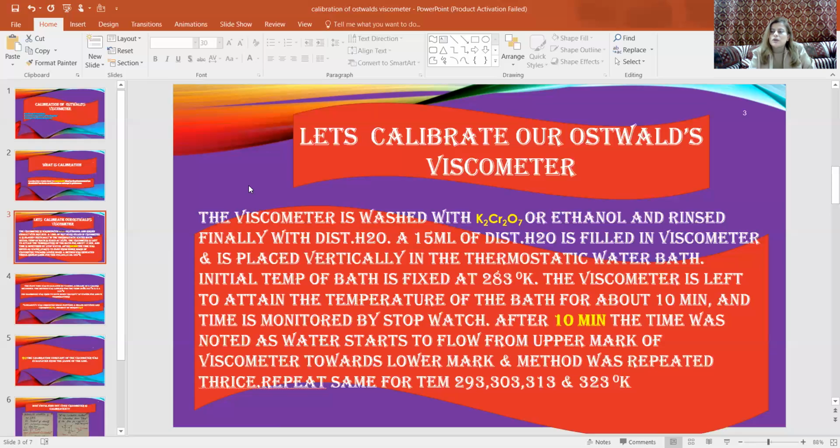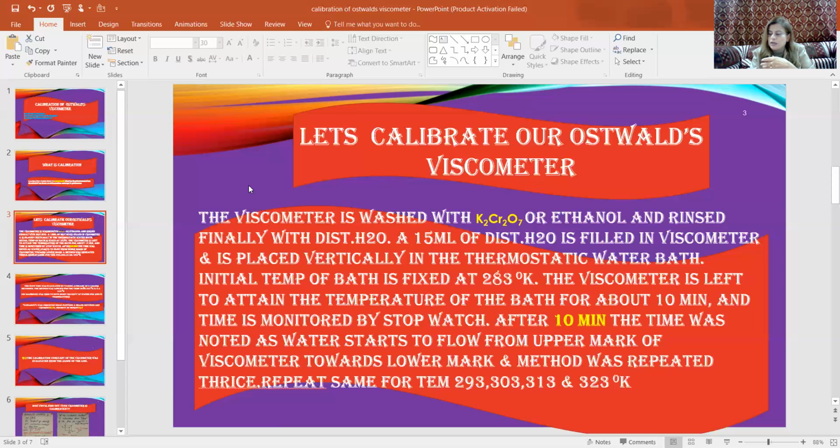Okay, so the viscometer is left to attain the temperature of the bath for about 10 minutes. Yes, now you have fixed the temperature at 283 degrees Kelvin. Now you are going to leave it for a period of 10 minutes so that it will have the same temperature as the bath, right? Whose temperature? The viscometer's temperature is left to attain the temperature of the bath for about 10 minutes, so their temperatures match.